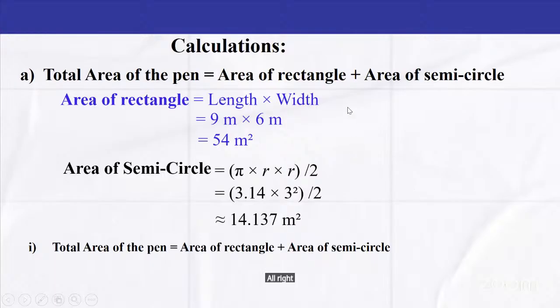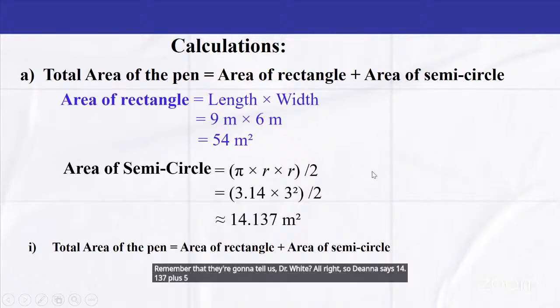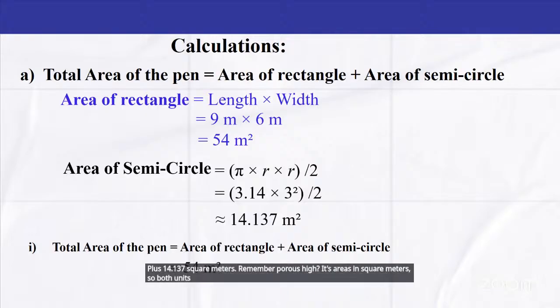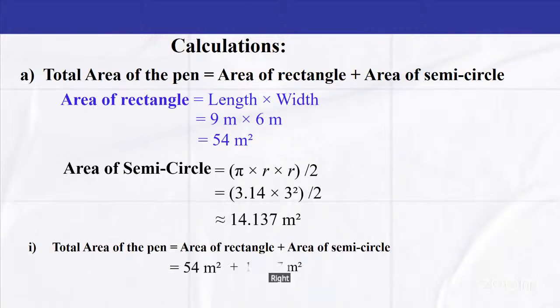All right. Diana says 14.137 plus 54. Thompson says add the areas of the two shapes. A student says 54 meters plus 14.137 square meters. Remember, the areas are in square meters, so both units should be square meters. Okay, thank you. We add the two areas, and that will give us the total area of the cow pen. Wonderful. Students, you are doing very well. So let us continue.